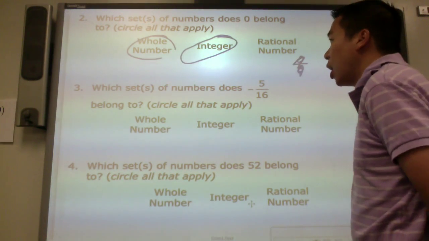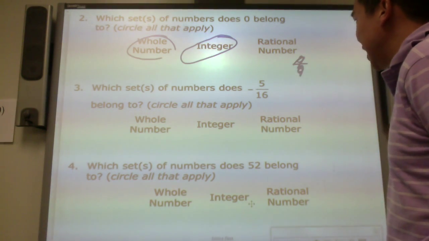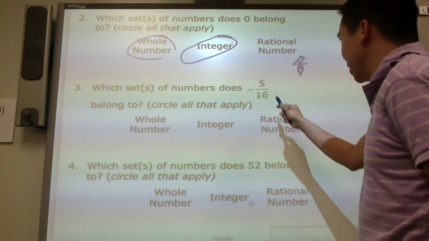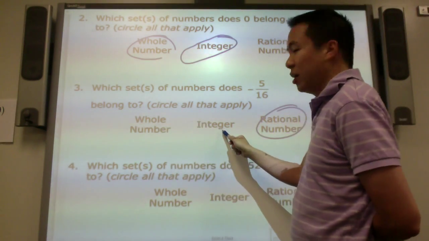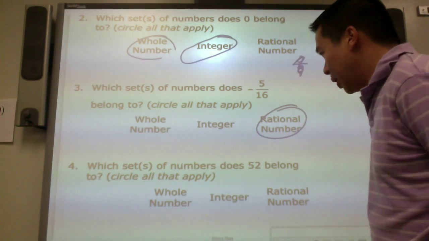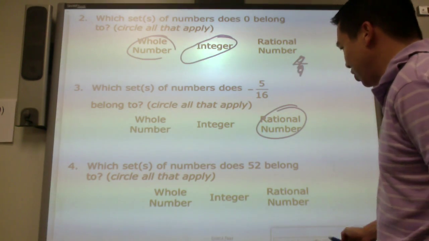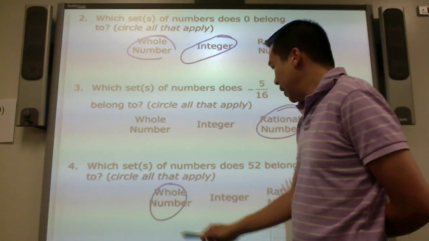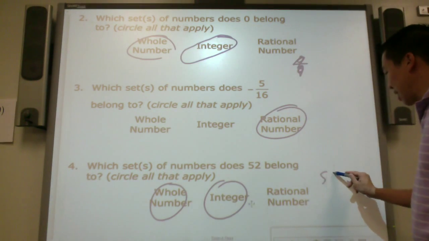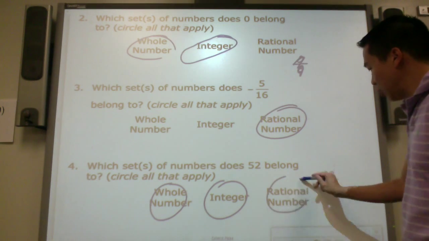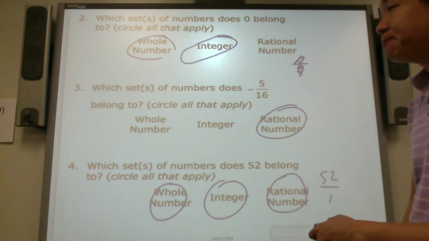Trick question. Which set of numbers does negative 5/16 belong to? Well, it's a fraction, so it's a rational number. Whole number? Positive, negative whole number? Nope. Number 4, 52. 52 is a whole number, a positive whole number. Can that be written in the form of a fraction, as a ratio? Yes, it can. So it's a rational number too.